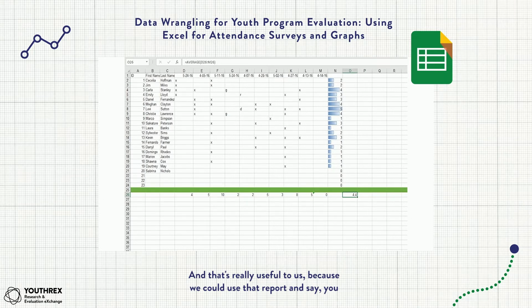we could use that in a report and say, we ran the program, I think it's 10 times, 1, 2, 3, 4, 5, 6, 7, 8, 9, 10 times, and for each of those times, the average number of participants that came was 4.4. You'll notice on the last session, however, 0 people came, and on one of them, 10 people came. So it really depends how we organize that.